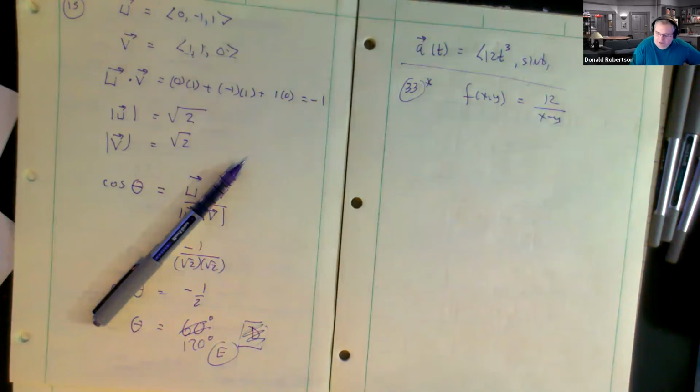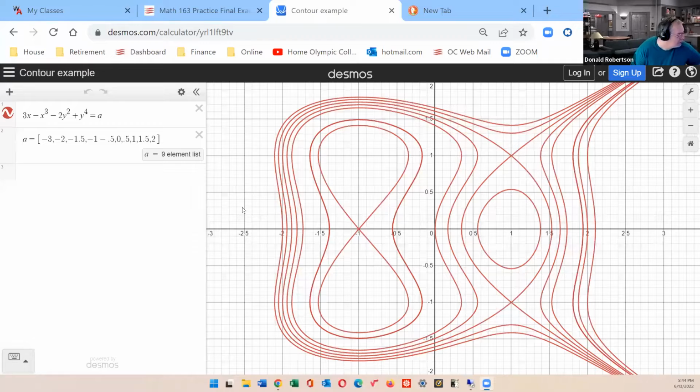Okay, that'll work. So we have a function 12 over x minus y. A contour map is basically like a cross section in a 3D map. If you've ever done orienteering, points of equal height are joined together to make a curve. And we call them contour maps. So I'm going to show you how to do it using the software. Are you looking at Desmos with a little interesting picture?